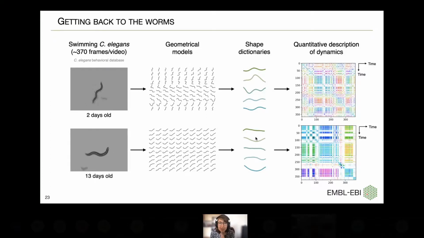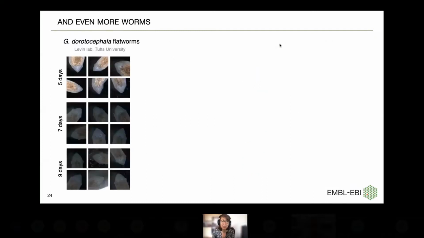Then what we could do as well is compare the dictionary elements themselves and have a look at how these two dictionaries overlap. But for that, I want to give you another example involving worms, where the context is a little bit different. We are not looking at dynamics anymore, not the dynamics of a single individual.